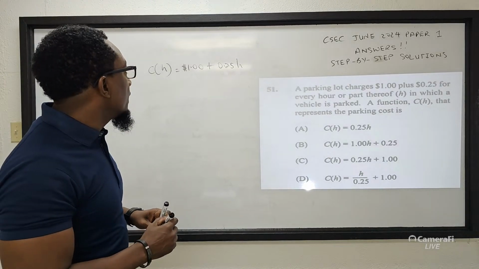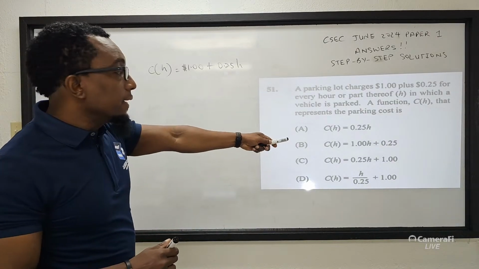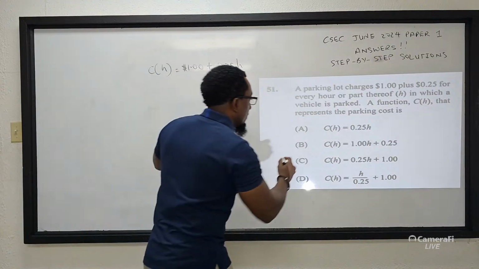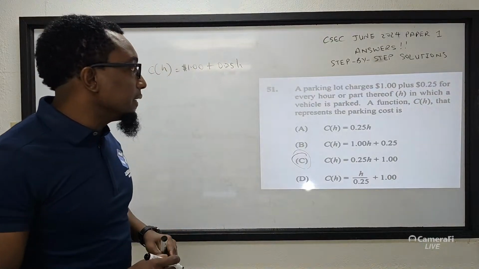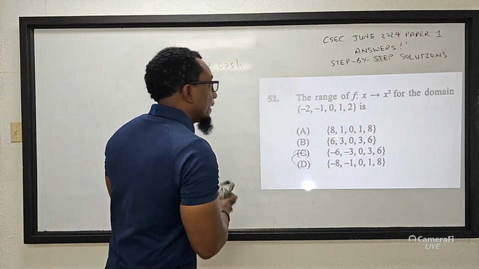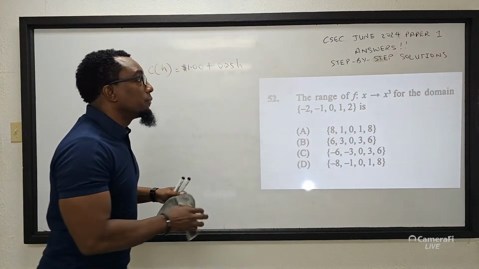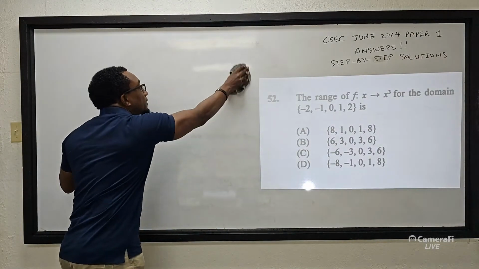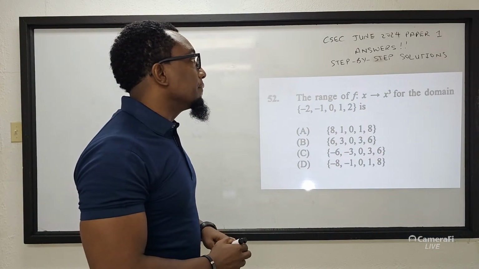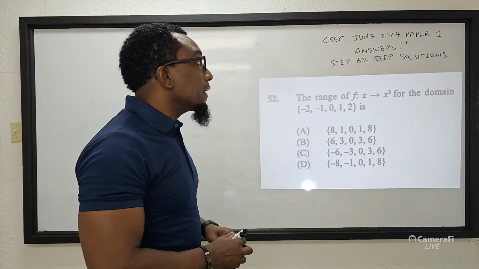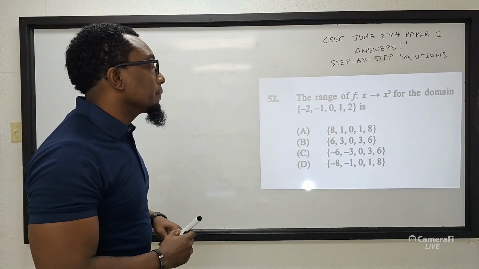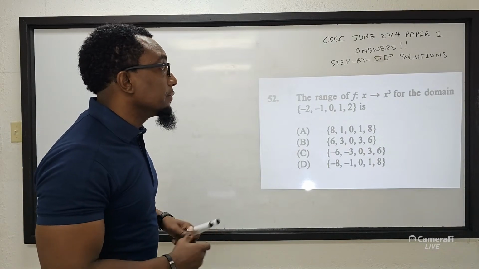Alright? Whose answer there is the same as 0.25 each plus $1. So this is the same as this. So the answer for 51 is C. And let's look at 52. Again, this is another question we reviewed when we were looking at our review exercise in preparation for the examination. So the function f is such that x is mapped onto x cubed for that domain. What is the range? We want to determine what's the range.